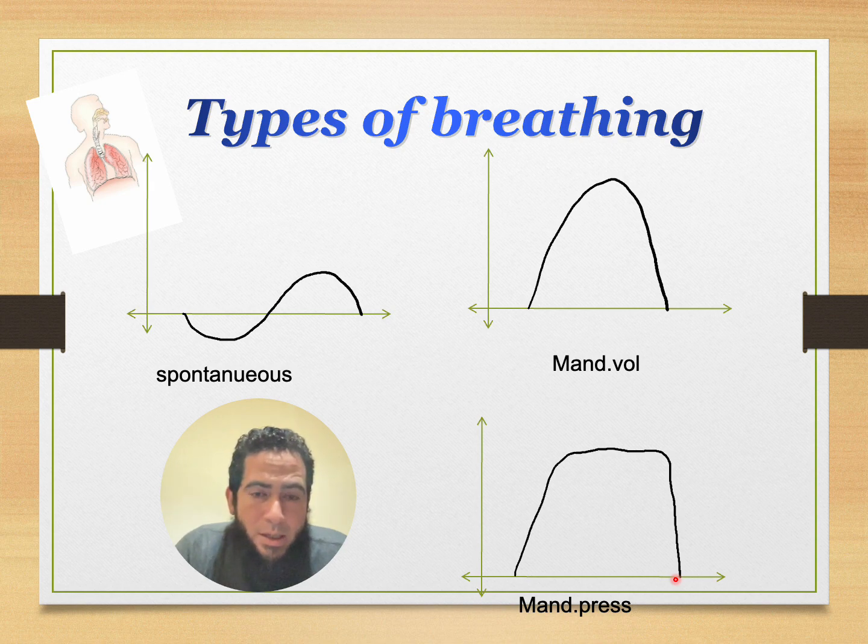And actually during that, the amount of volume delivered to the patient will be variable according to lung mechanics. So for example, a healthy lung can accommodate a large volume with this kind of pressure, and a stiff lung will take less volume with the same amount of pressure. So again: spontaneous, mandatory volume controlled, and mandatory pressure controlled.